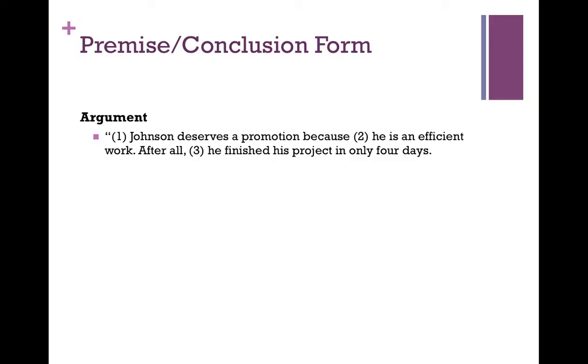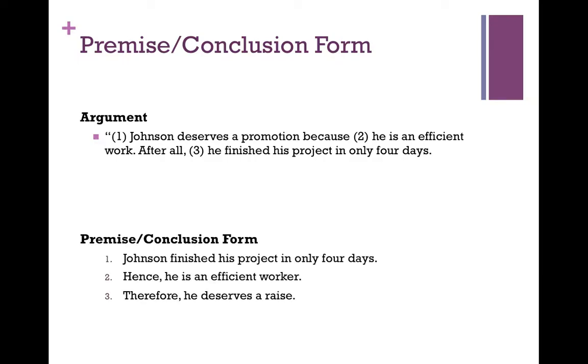If you notice, the conclusion is listed first, and then a reason for this is listed second, but then the reason for number 2 is listed third. So if we were to rearrange this according to logical sequence, what we would actually do is reverse the order of everything that was said in the initial statement. Because if you notice down here, Johnson finished his project in only 4 days, hence... So 2 is actually, as we listed down here, a conclusion that is drawn from 1, and 3 is a conclusion that is drawn from 2.